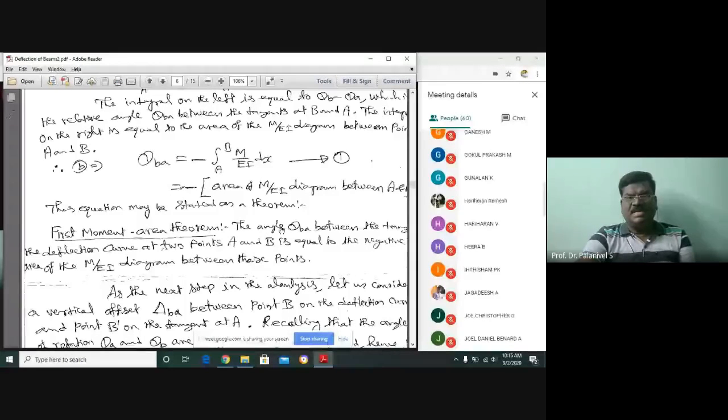Otherwise, the angle theta BA between the tangents to the deflection curve at 2 points A and B is equal to the negative of the area of the M by EI diagram between those 2 points.